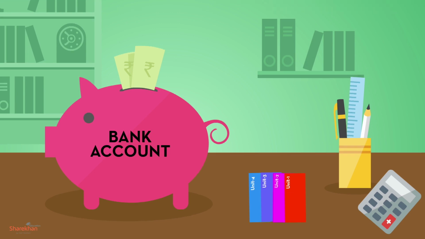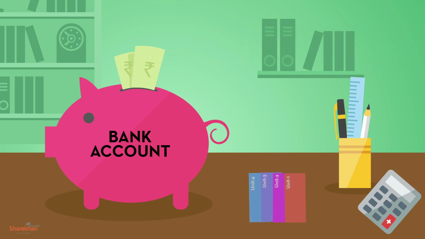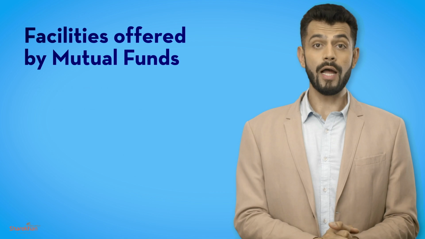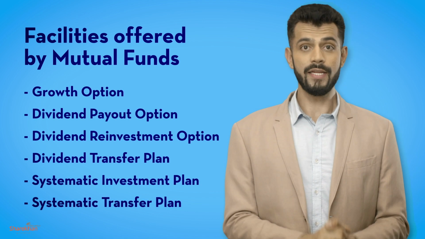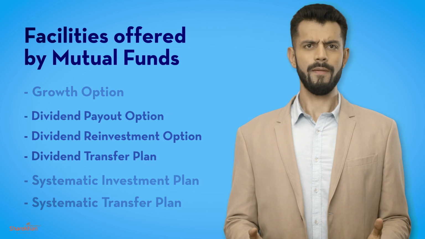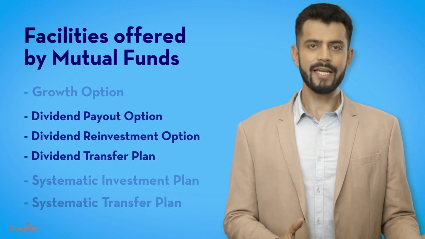But there are a couple of things to keep in mind. The first thing to remember is that each time a dividend is declared and distributed, the NAV or net asset value of the fund falls to the extent that dividends are paid out. This new value is called the post-dividend NAV or ex-dividend NAV. There are also a couple of mutual fund facilities in which a fund declares a dividend but doesn't give you a cash payout. What? Then where does the money go, you must be wondering? Let's take a closer look.